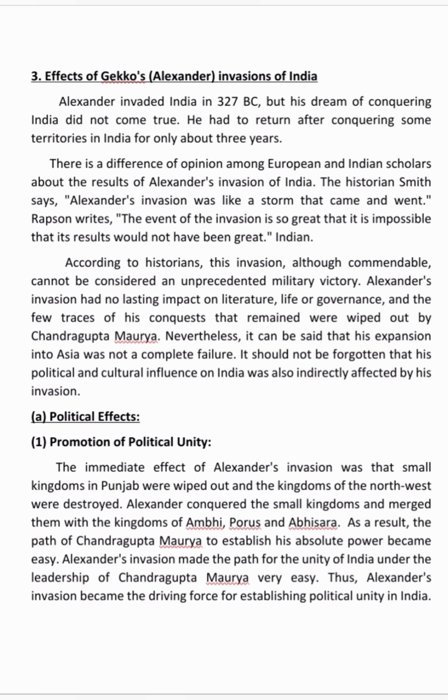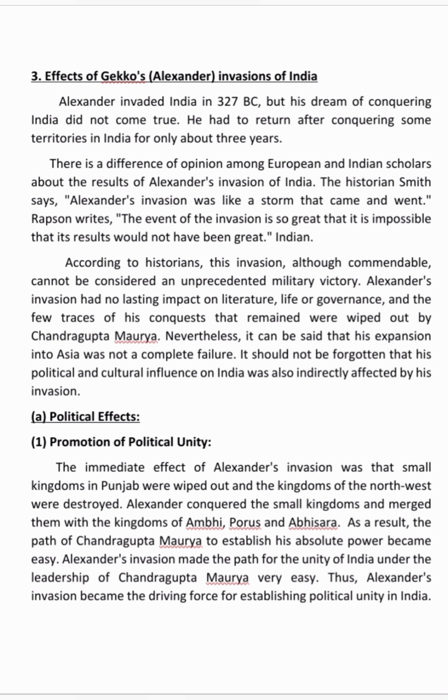Nevertheless, it can be said that his expedition into Asia was not a complete failure. It should not be forgotten that his political and cultural influence on India was also indirectly affected by his invasion. A. Political effects. First, promotion of political unity. The immediate effect of Alexander's invasion was that small kingdoms in Punjab were wiped out and the kingdoms of the northwest were destroyed.